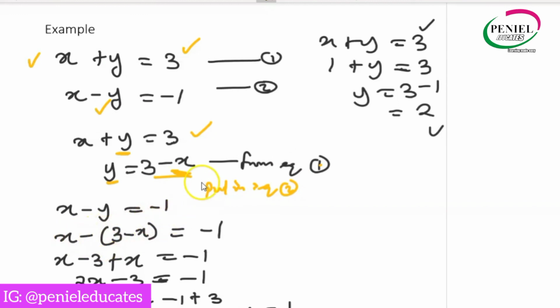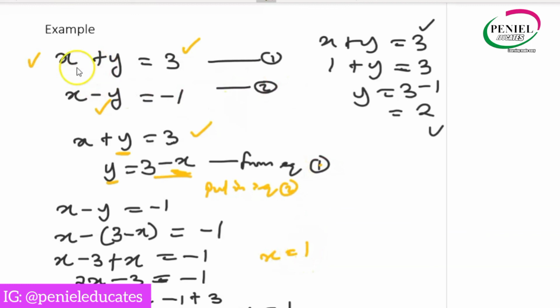Then x minus, this is 3 minus x, equal to minus 1. So we have x minus 3. Don't forget what we did in the last video. When you have a negative outside the bracket, it will change the sign inside the bracket. All right, so x minus 3 plus x is equal to minus 1. So you have 2x minus 3 equal to minus 1. You have 2x equal to 2, and you have x is equal to 1.